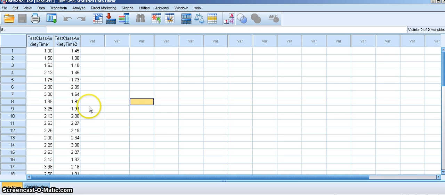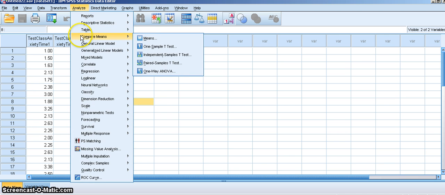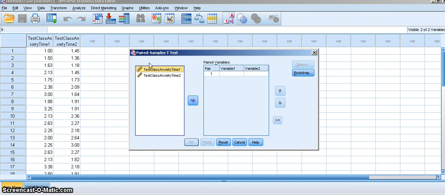To do that in SPSS, what we need to do is go under Analyze, go down to Compare Means, and click on Paired Samples t-test. Paired samples t-test, we need those pairs. That's very, very important in this test. So here are two variables. So we need variable 1 and variable 2.